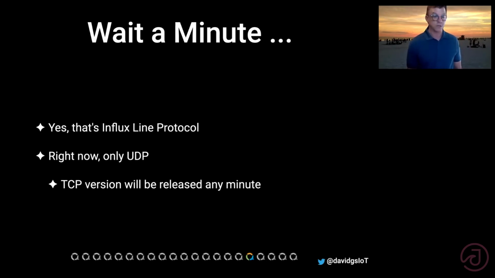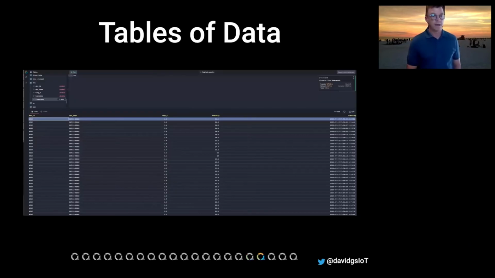I was just talking with the engineers this morning, and they are just finalizing all of the comments on the pull requests and all of that so that we can release our TCP version of it. So if you're really worried about the unreliability of UDP, we have TCP coming. And you can get tables and tables and tables of data, right?